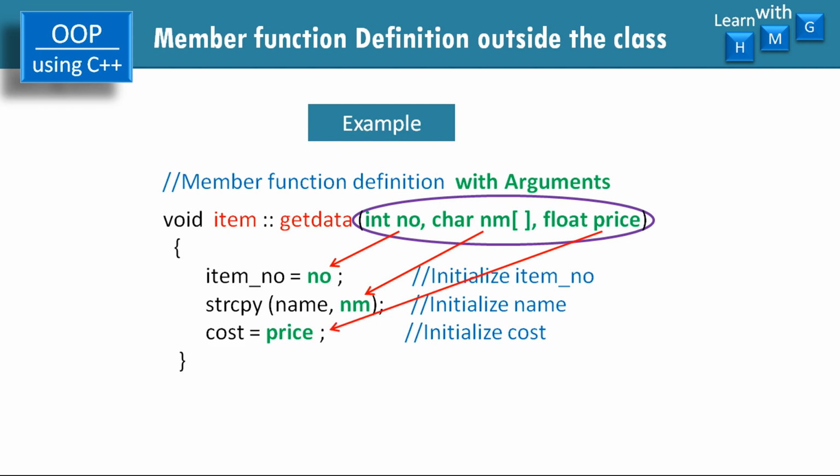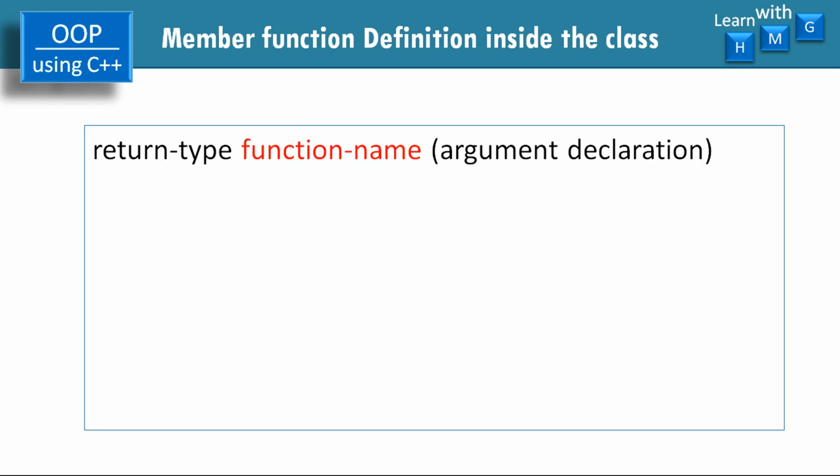So like this, usually whenever you are writing the definition of a function, these arguments are used to initialize the data members of the specific class. Now, function definition inside the class. In the previous slide we have seen how to define a function outside the class with an example.